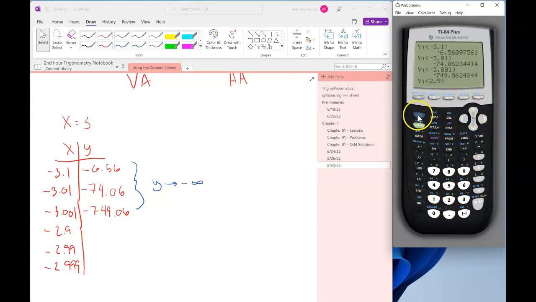Oops, forgot my negative sign. So I got 8.4 and then 75-ish, and then 750-ish. What are we noticing here? You're going to positive. Sure seems like it.